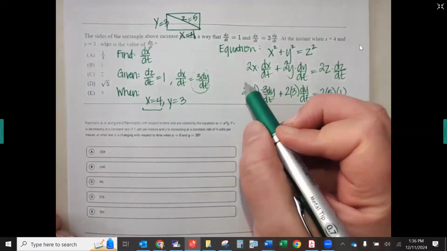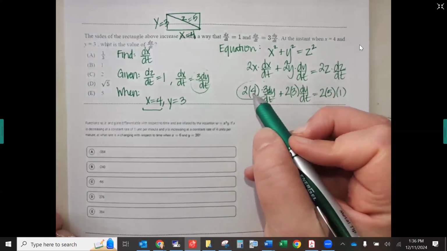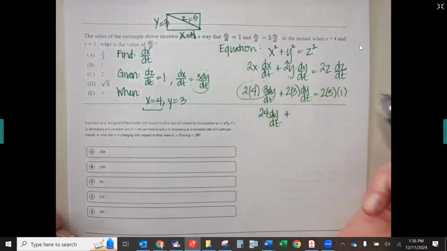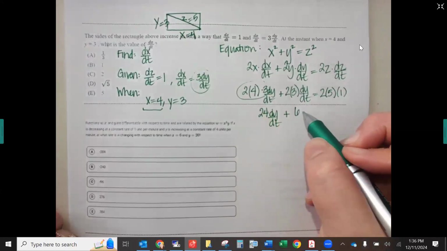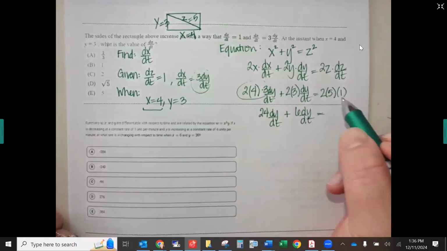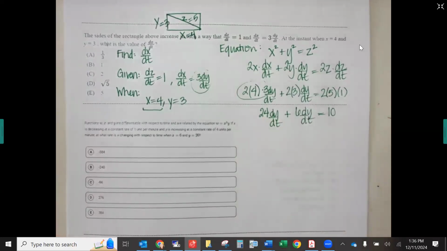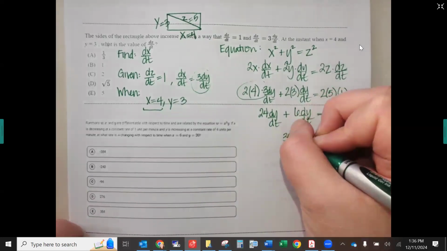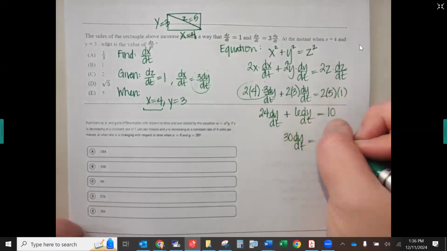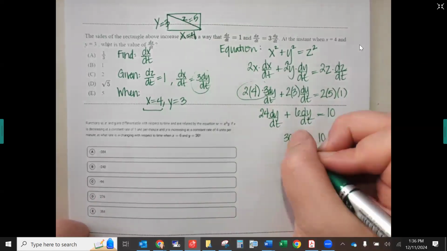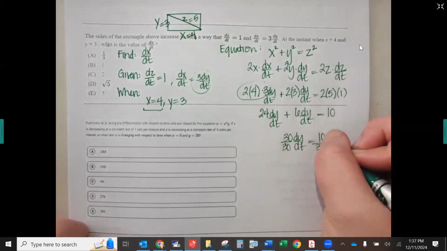What number is this going to be? 2 times 4 is 8, times 3 is 24 dy/dt. Plus 2 times 3 is how many? 6 dy/dt. Equals 2 times 5 times 1 is 10. And now you should notice that these are like terms. If they're both dy/dt's, I can add them up. What's 24 dy/dt plus 6 more dy/dt's? 30 dy/dt's equals 10. And then last step, divide that 30 across. And what is my value for dy/dt?